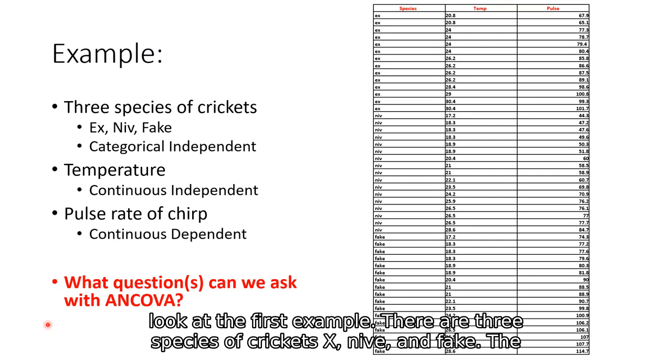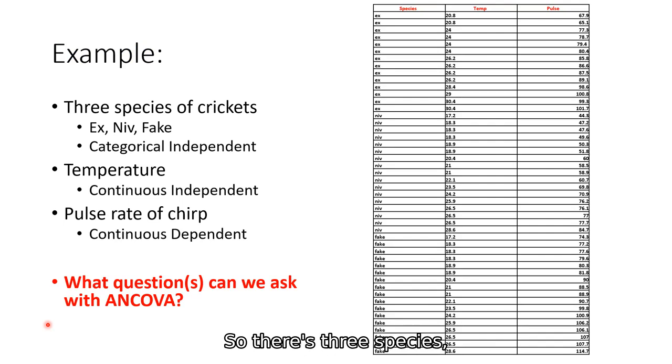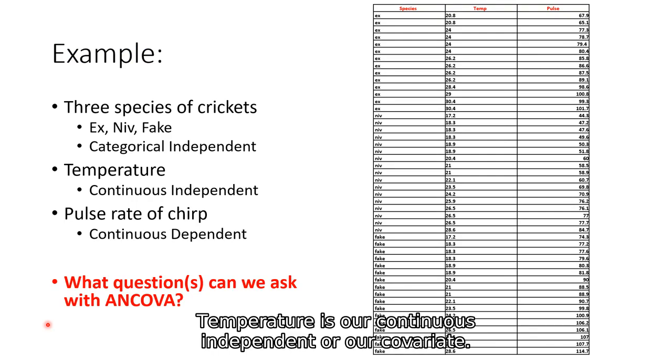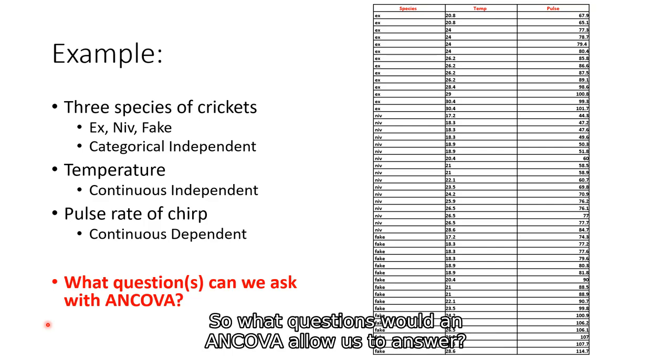Okay, so let's look at the first example. There are three species of crickets: X, Niv, and Fake. The species then is our categorical independent variable, right? So there's three species, there's three different categories. Temperature is our continuous independent or our covariate. And then pulse rate of the chirp is our continuous dependent variable.